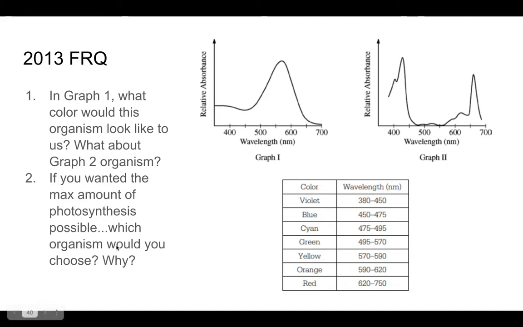If you wanted the maximum amount, I'm going back over here to question number 2. If you wanted the maximum amount of photosynthesis possible, which organism would you choose? So think about that for a second. Remember, high absorption indicates higher rates of photosynthesis. If I chose an organism that is going to photosynthesize the most, I'm going with the organism that's represented over here in graph 2, because they can absorb so many different color values here and here, indicating they're really good at capturing multiple different wavelengths of light.